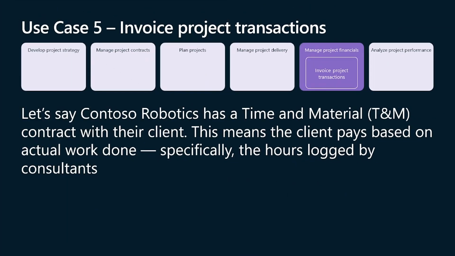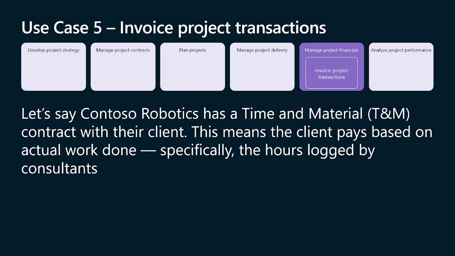So I picked up one of the L3s here, that is invoice project transactions to demo. Let's say Contoso Robotics has a time and material contract. Like I said, it could be any kind of contract. So I picked up time and material here. This means the client pays based on the actual work done, specifically the hours logged by consultants.